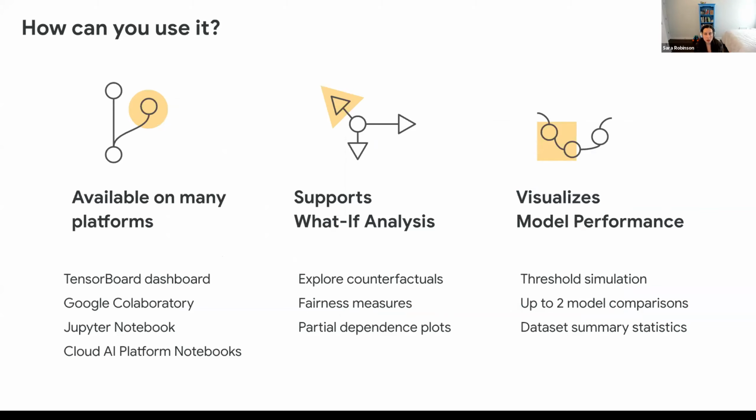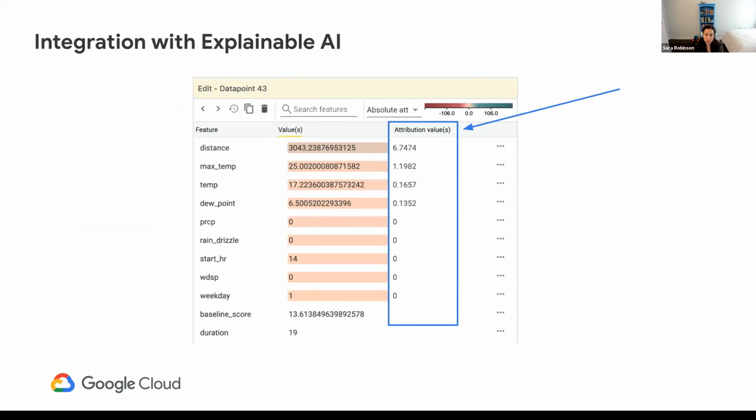It lets you slice your data and understand how it's performing across different slices of the data. So this can help you identify, maybe your model is more accurate for a particular slice of your users, and it provides some techniques for how you can address that in your deployed model. It also lets you compare two different models. And it does integrate with our Explainable AI tool on Google Cloud.